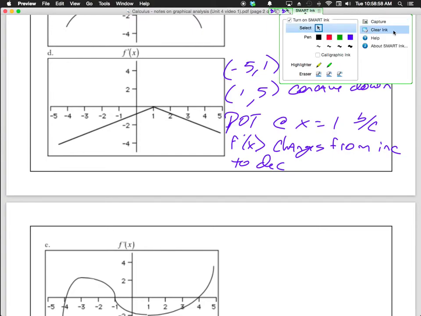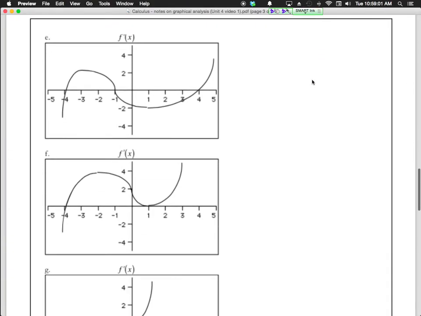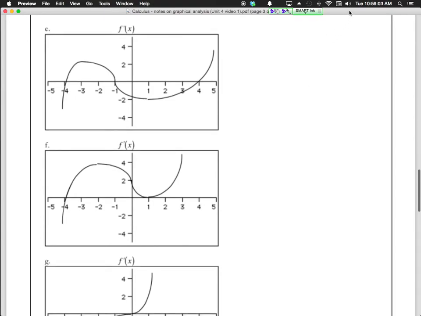All right, next one, Justice. You got the next one. E, intervals of concavity. -4 to 1. What are you saying? Concave down. I disagree. Where are you? What are we looking for again? Concavity. Okay, what is it I'm looking for? Concavity.